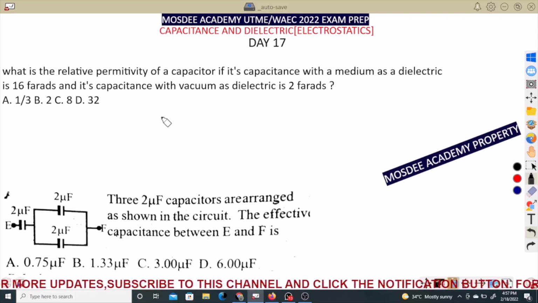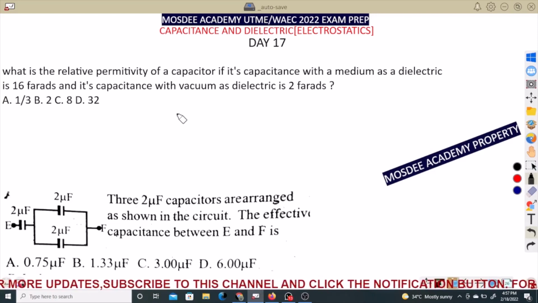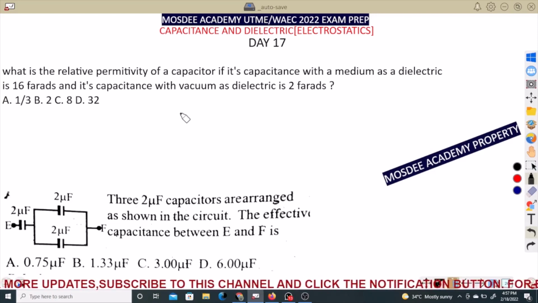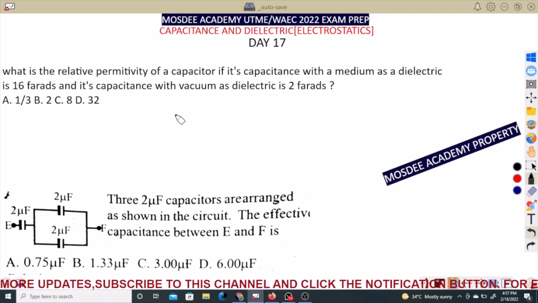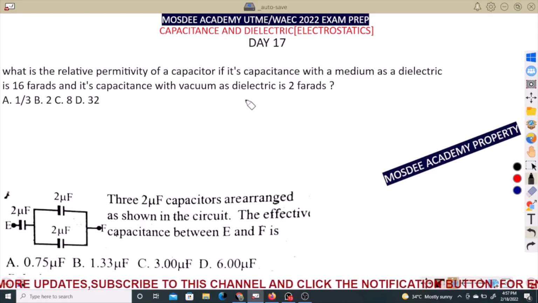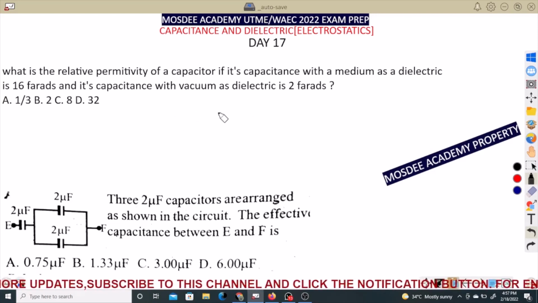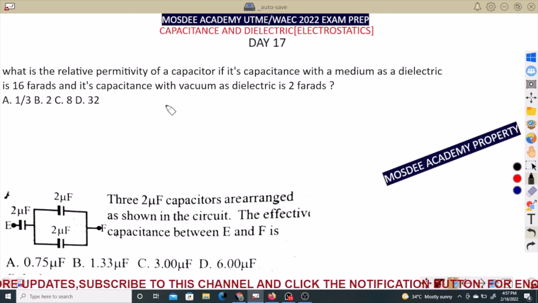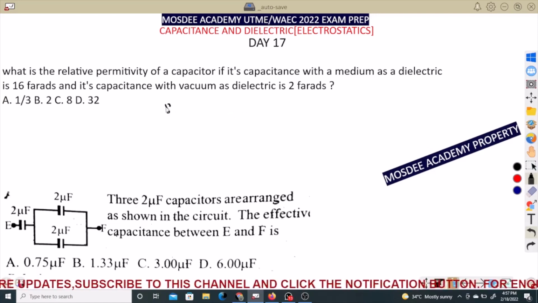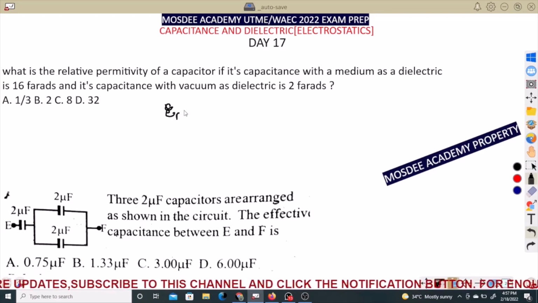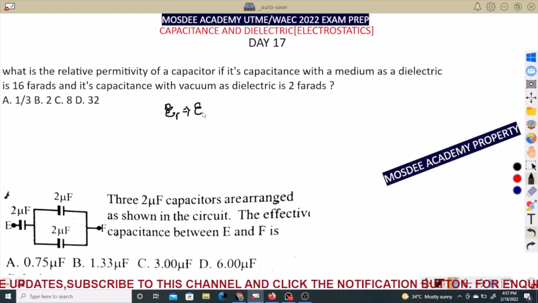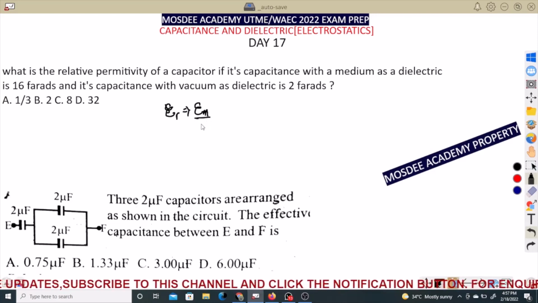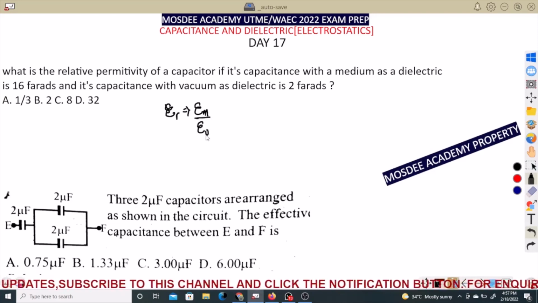Yesterday, if you followed us through the course of electrostatics, I defined what we call dielectric in terms of epsilon naught. The dielectric, given in terms of relative permittivity, epsilon relative, is equal to the capacitance in the medium divided by the capacitance in vacuum. Now, to understand this, we have to understand the basic concept of a capacitor.